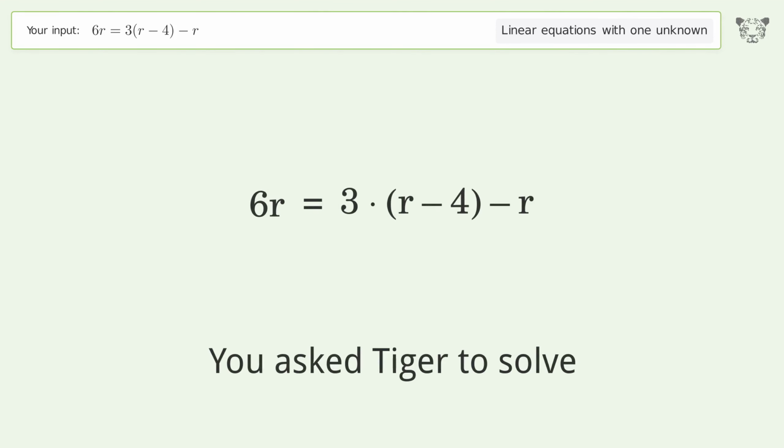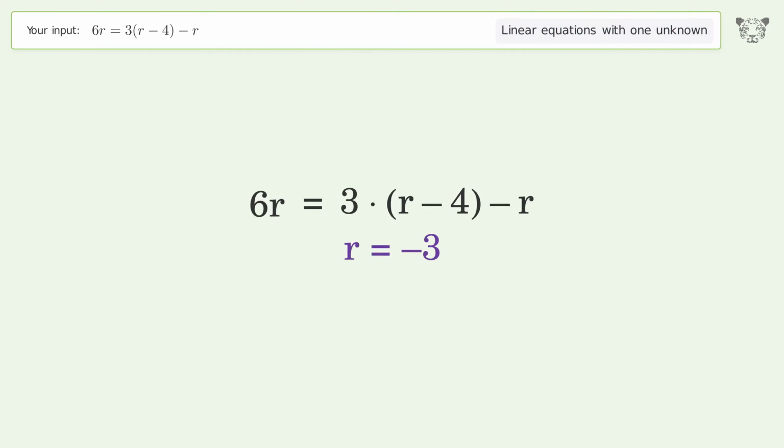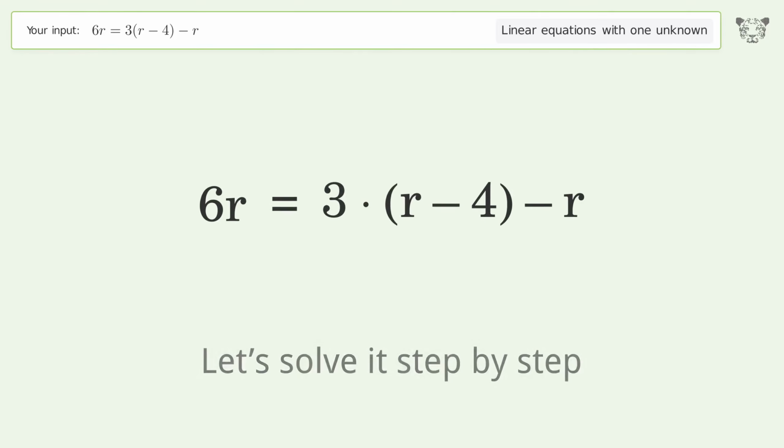You ask Tiger to solve. This deals with linear equations with one unknown. The final result is r equals -3. Let's solve it step by step.